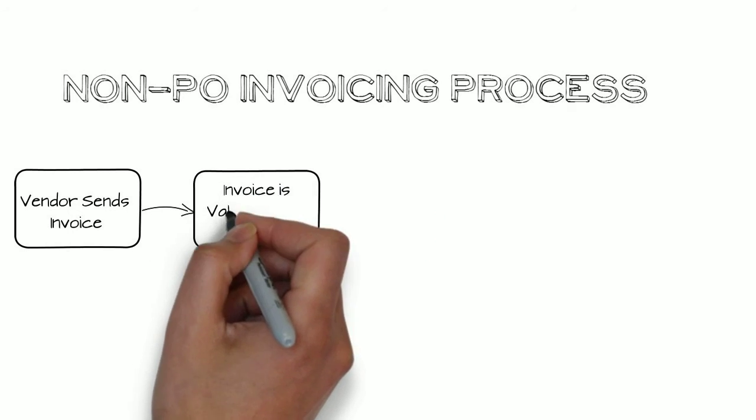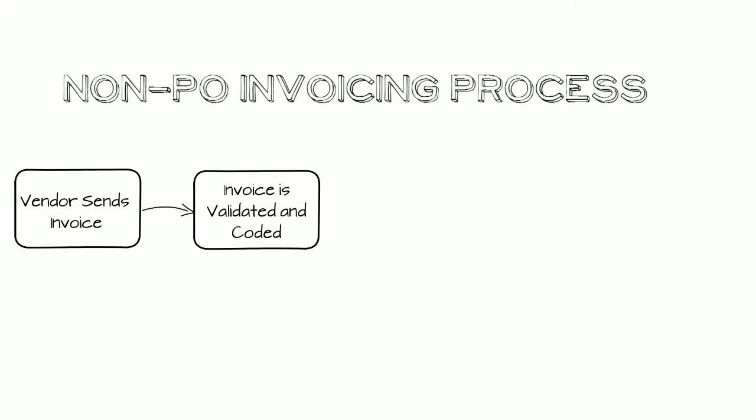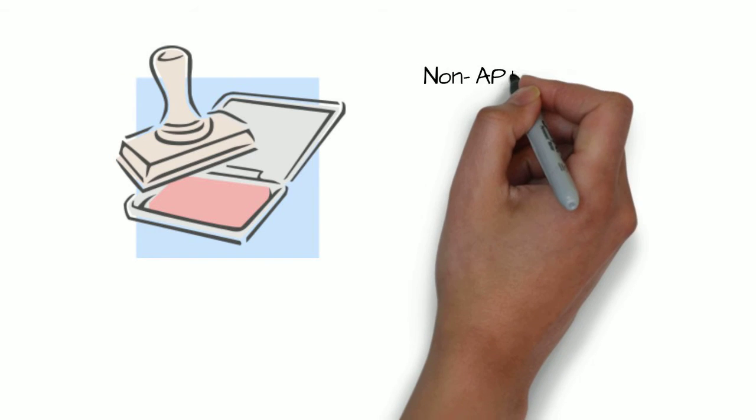Invoice is validated and coded. AP validates that the invoice includes all the required information. If not, they return the invoice to the vendor. Once AP validates the non-PO invoice, they forward it to the requester to obtain accounting coding information.